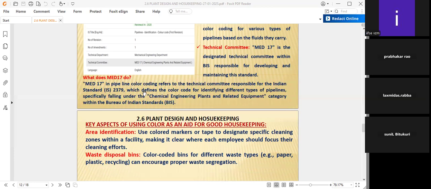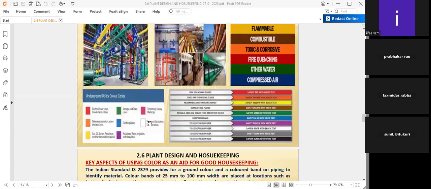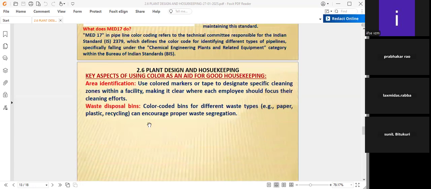What does MED 17 do? MED 17, the technical committee for pipeline color coding, refers to the technical committee responsible for Indian Standard IS 2379:2020, which defines the color code for identifying different types of pipelines, specifically falling under chemical engineering plants and related equipment, the category within the Bureau of Indian Standards. Normally, most chemical engineering plants and related equipment follow this color code system, as we already discussed.